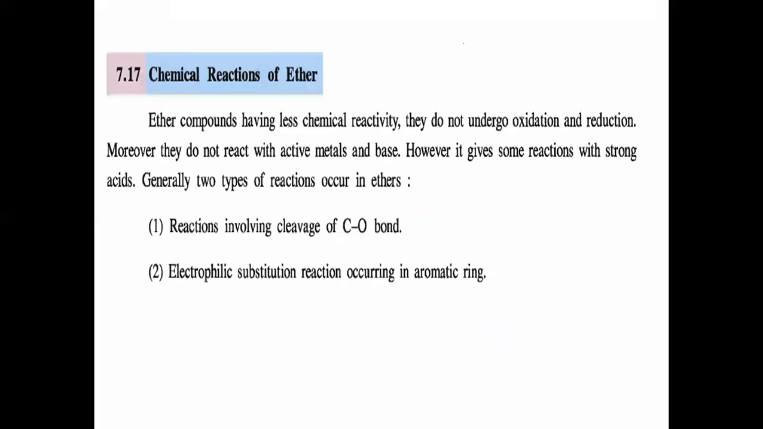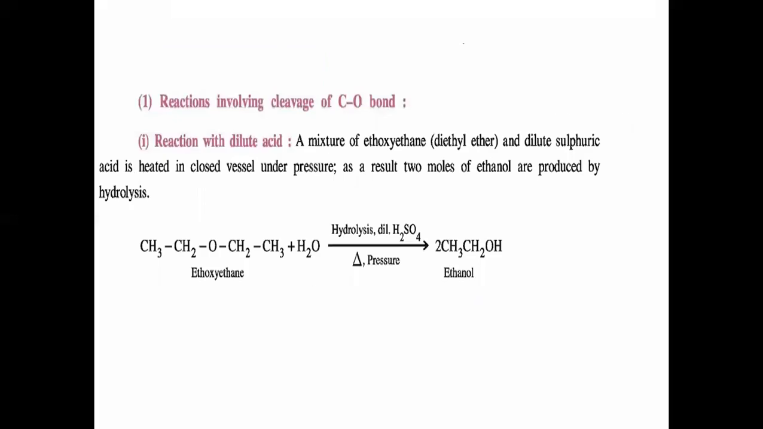Now, the chemical reactions of ether. Ether compounds have low chemical reactivity. They do not undergo oxidation and reduction. Moreover, they do not react with active metals and bases. However, they give some reactions with strong acids. Generally, there are two types of reaction: reactions involving cleavage of the C-O bond, or electrophilic substitution reactions occurring in the aromatic ring. Let's see the cleavage reaction of the C-O bond.